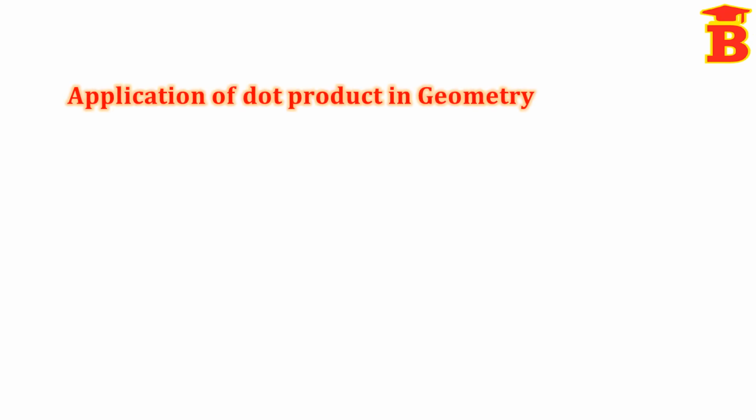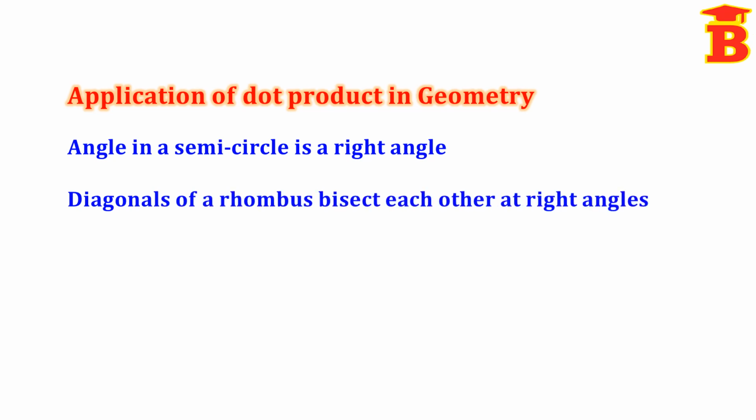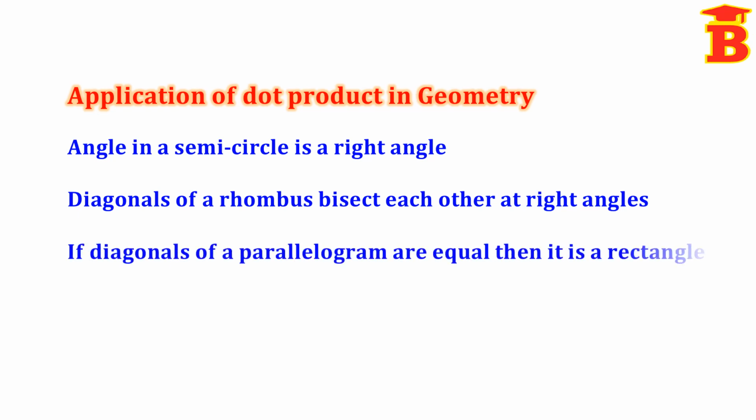Let us see the application of dot product in geometry. That is, we are going to prove that angle in a semicircle is a right angle. Next, diagonals of a rhombus bisect each other at right angles. And then next, if diagonals of a parallelogram are equal, then it is a rectangle. These are the geometry results. We are going to prove these results using vector method.